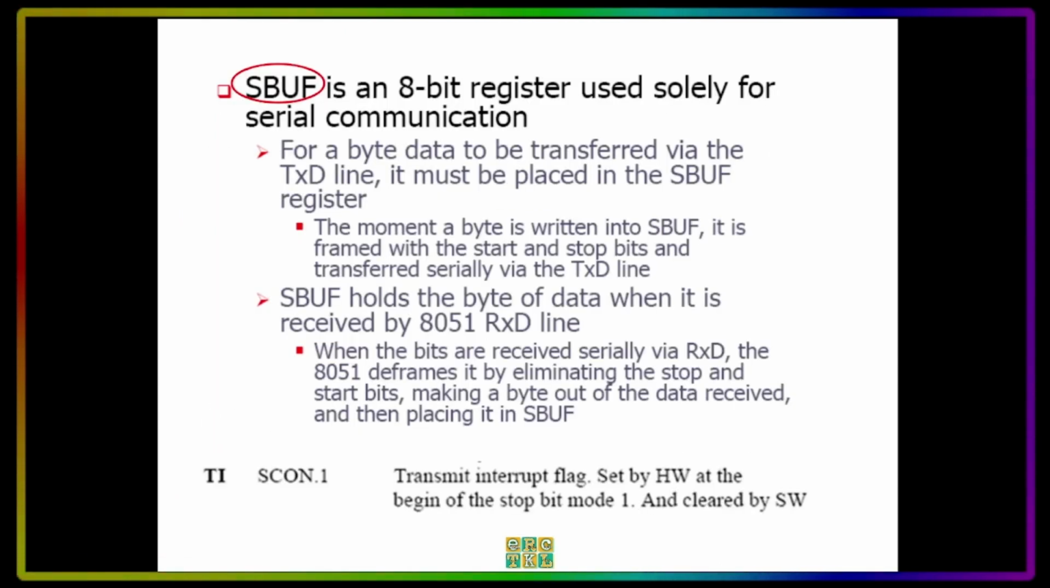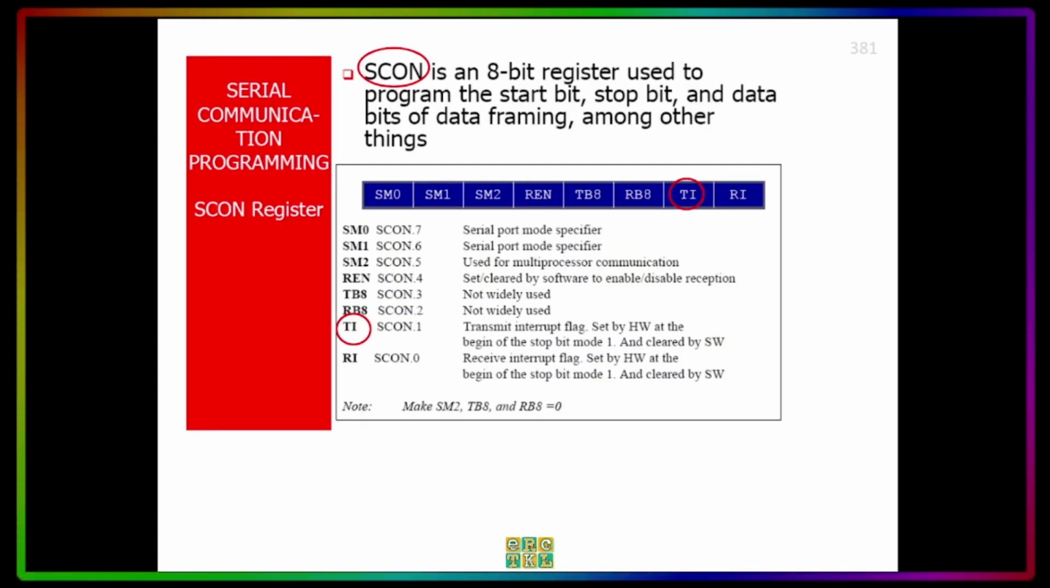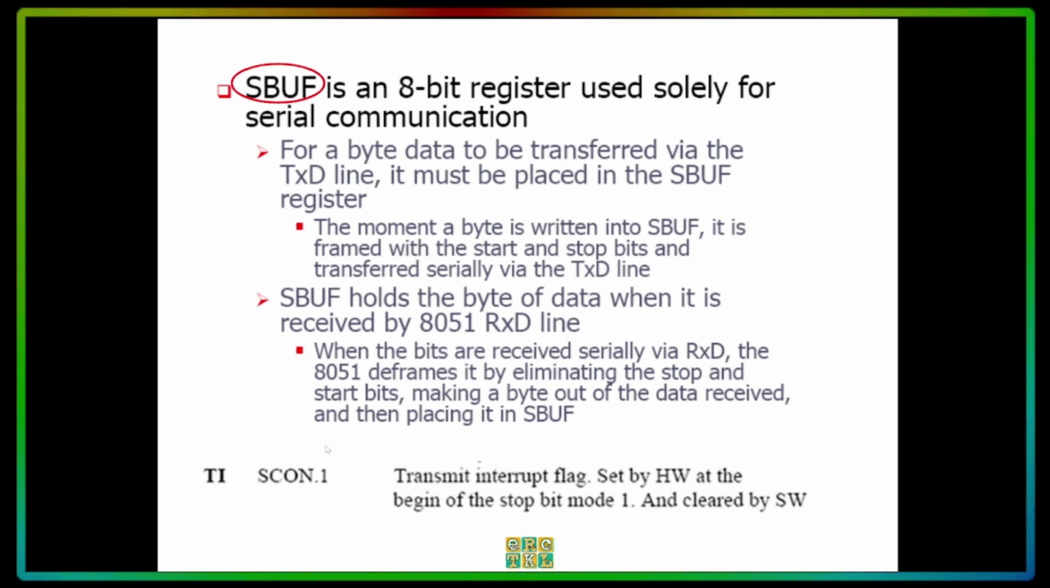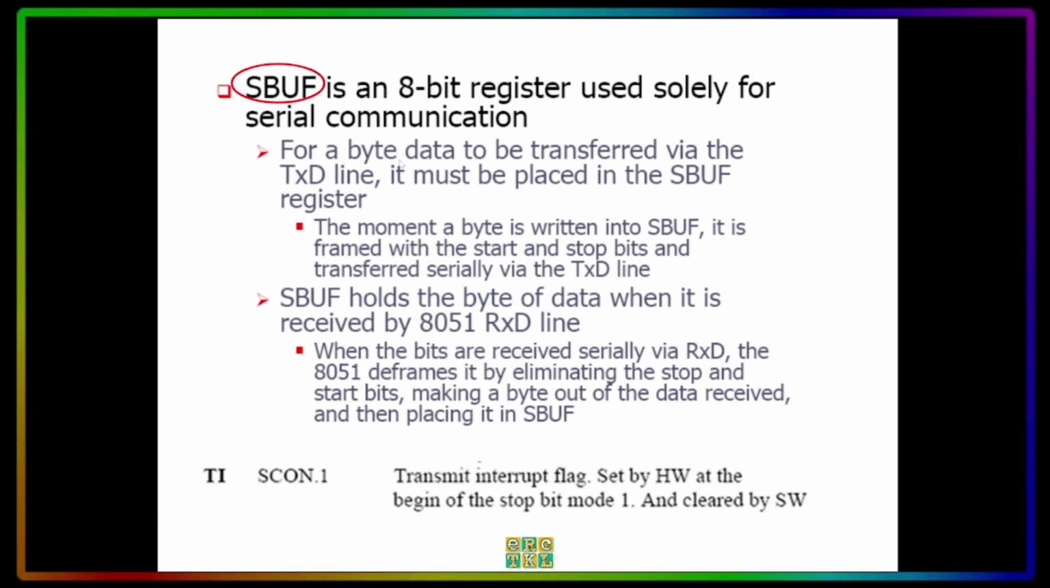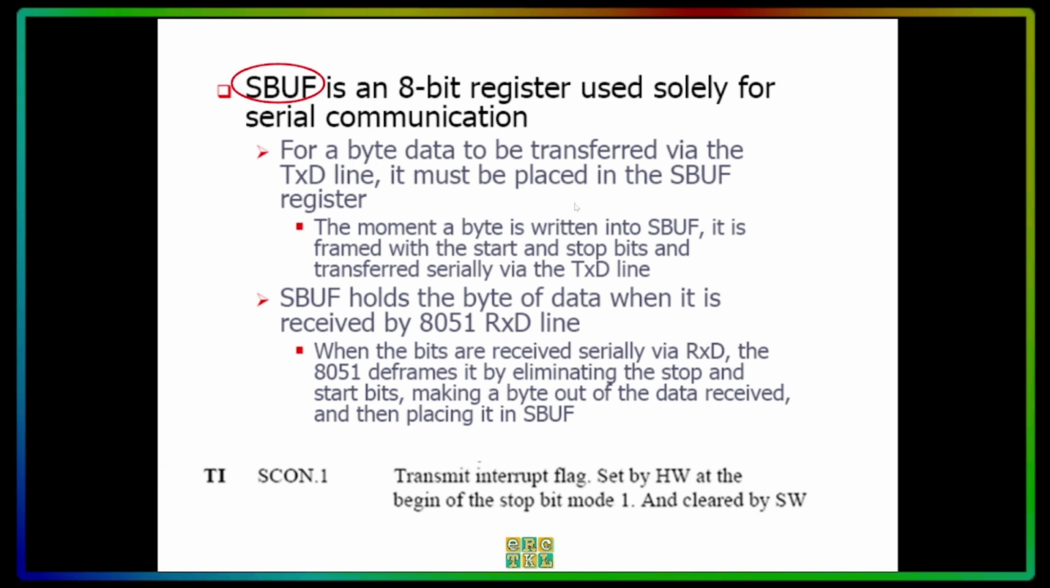Okay, going back to our example. So let's have another one, SBUF. When we say SBUF, this is an 8-bit register used solely for serial communication. It means it has no other use but for serial communication. For a byte of data to be transferred using the TXD line, it must be placed in the SBUF register. And the moment a byte is written into the SBUF, it is framed with the start and stop bits and transferred serially via the TXD line.